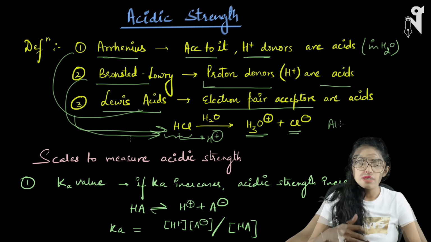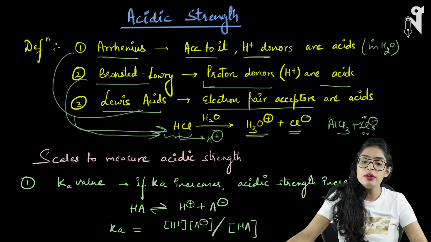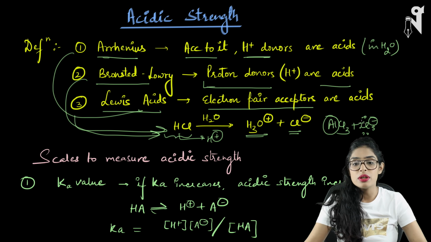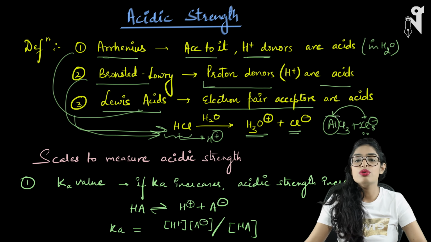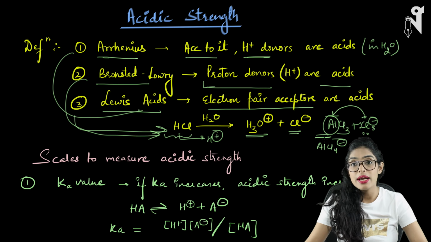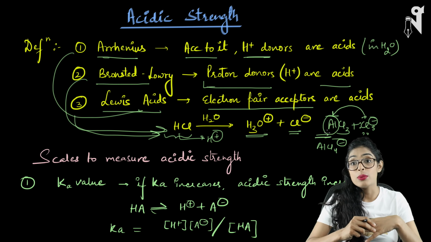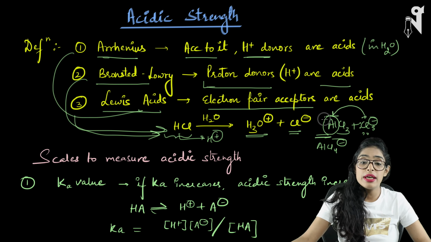So it is following both. Let's say AlCl3 if I have, and I take Cl minus. So here aluminium has an empty orbital, and this chlorine can give its pair of electron to this aluminium to form a coordinate bond. AlCl4 minus can be formed. Because of the empty orbital present in Al, it can accept the pair of electron, and that acceptance of pair of electron makes it Lewis acid. So here in AlCl3, aluminium is acting as a Lewis acid. So Lewis acid is anything which can accept the pair of electrons. Okay, so these are the different definitions of acids.